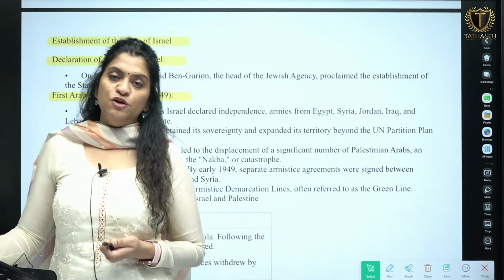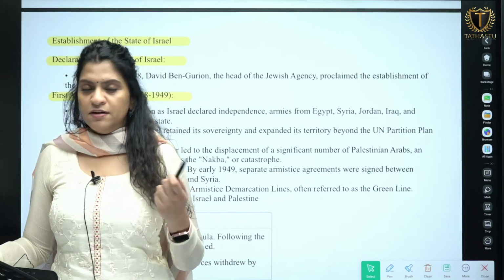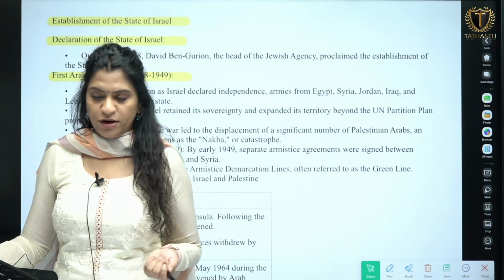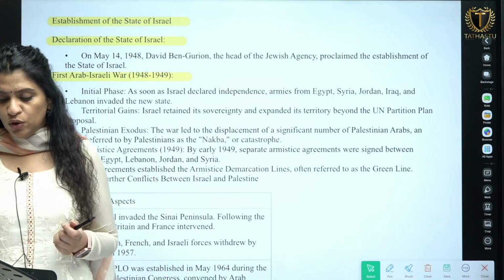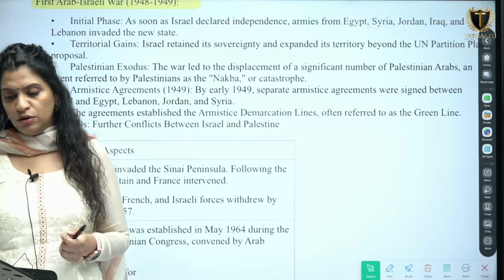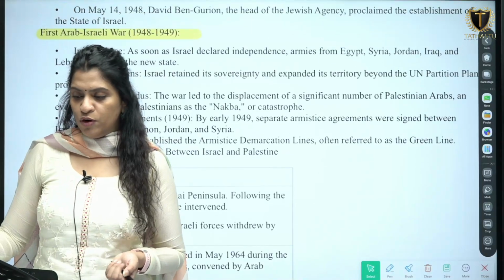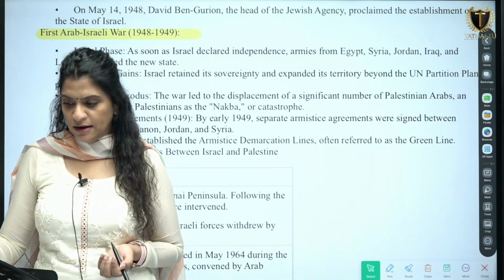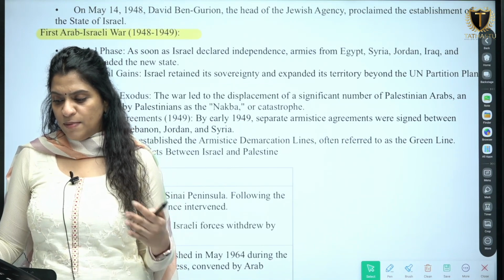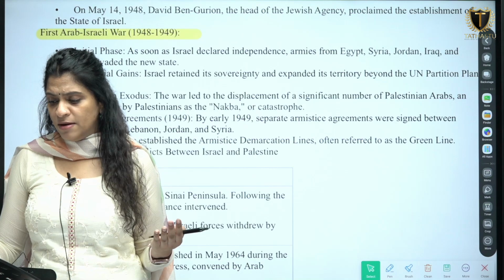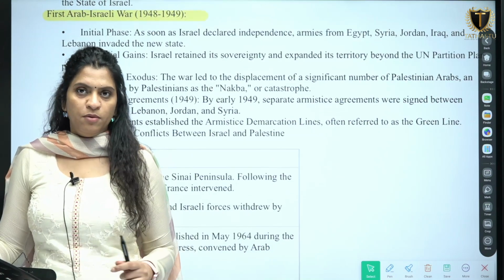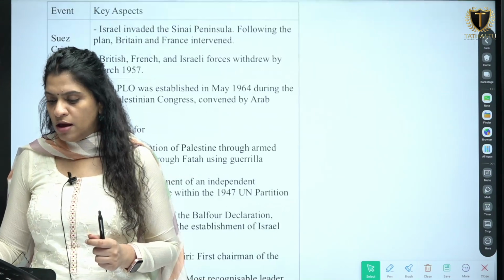Then there was the establishment of the state of Israel. First Israel war कब हुआ? 1948-1949 में. Keep looking on the screen. You can read on your own. Then the first Arab-Israel war happened between 1948 to 49. Initial phase, territorial gains, Palestine exodus, armistice agreement क्या था, ये सब factual information है. You can go through it on your own.